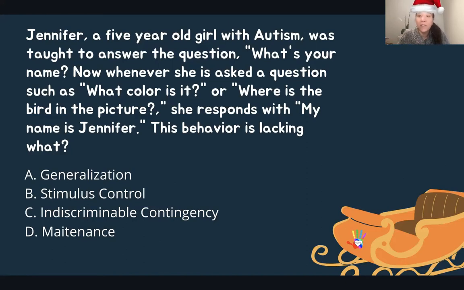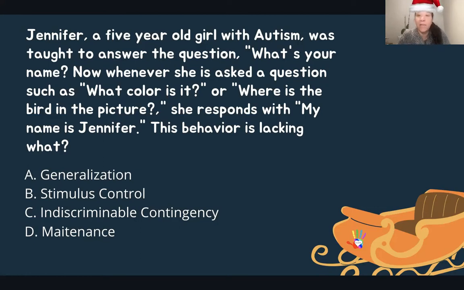Then we have indiscriminable contingency. Indiscriminable contingency means that a person does not know whether or not the next response is going to result in reinforcement. So the idea is you're using intermittent schedules of reinforcement that creates an indiscriminable contingency. The child doesn't know, yes, I'm going to be reinforced, or no, I'm not going to be reinforced.